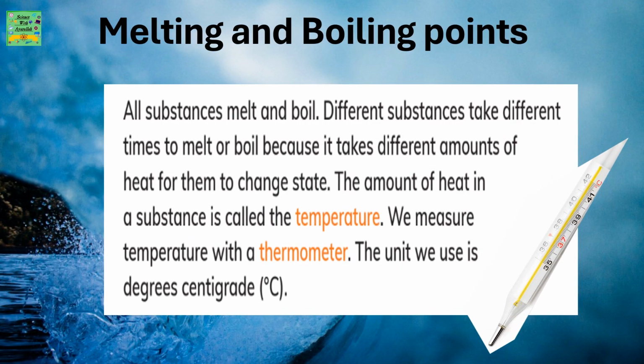Melting and boiling points. All substances melt and boil. Different substances take different times to melt or boil because it takes different amounts of heat for them to change state. The amount of heat in a substance is called the temperature. We measure the temperature with a thermometer. The unit we use is degrees centigrade.